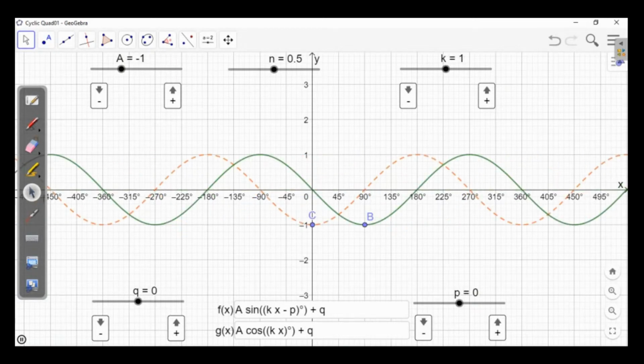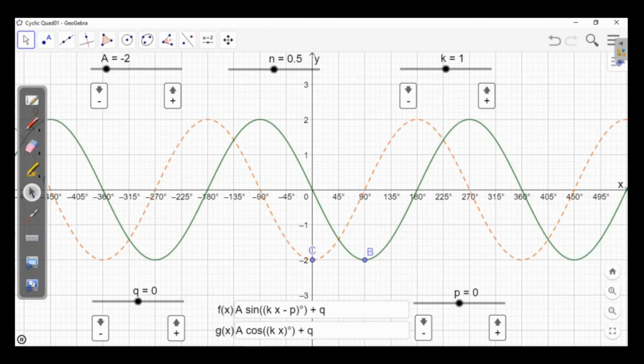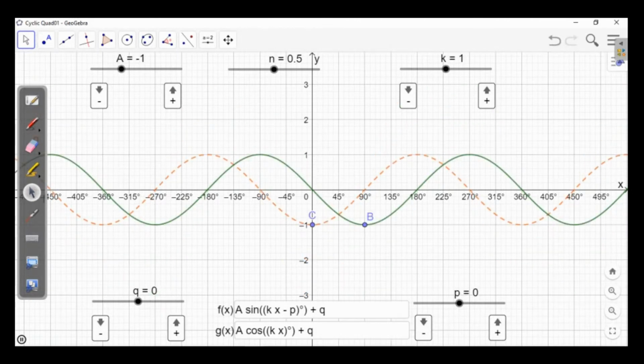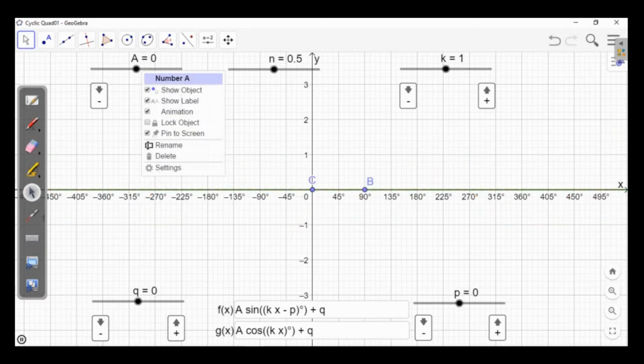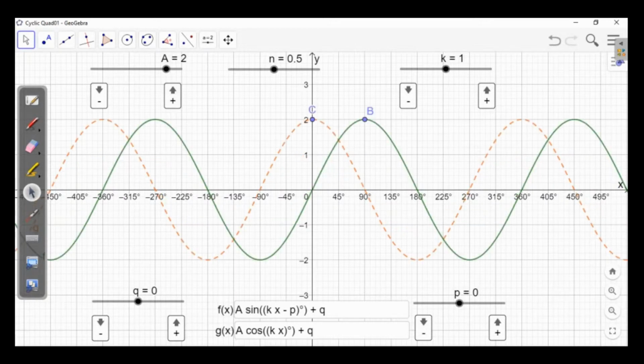Perhaps we should stop the animation and allow you to see this effect without it moving that fast. So we look at taking it up. You can see it has stretched, and now the minimum value is -2 and the maximum value is +2. The range of this graph has gone from -1 and 1, which is what we had initially.